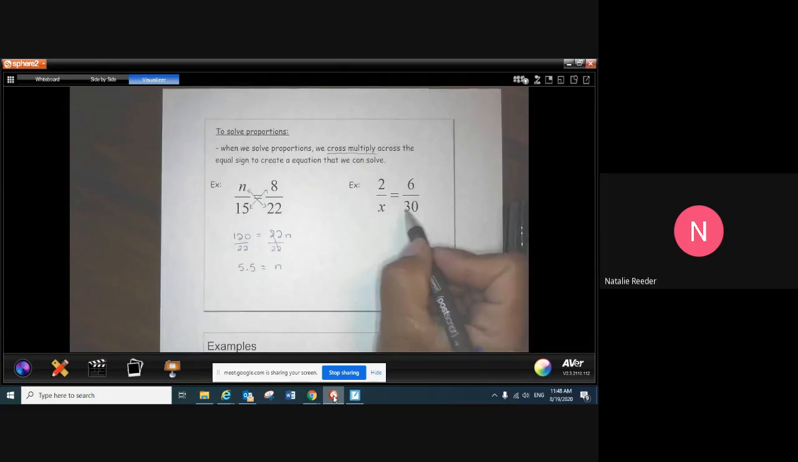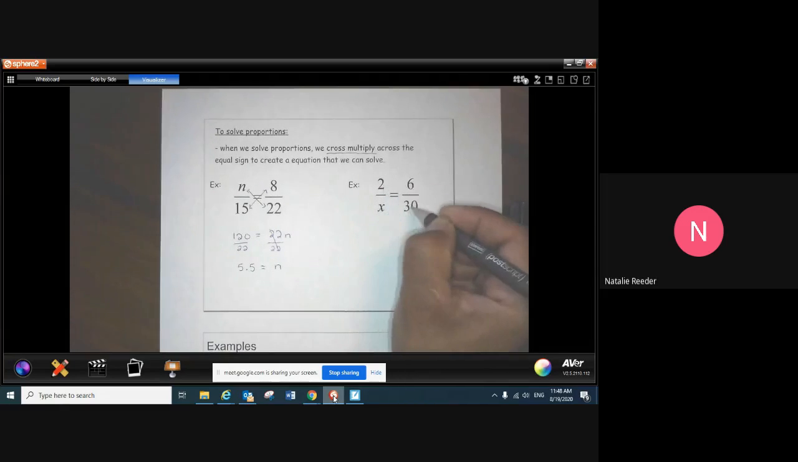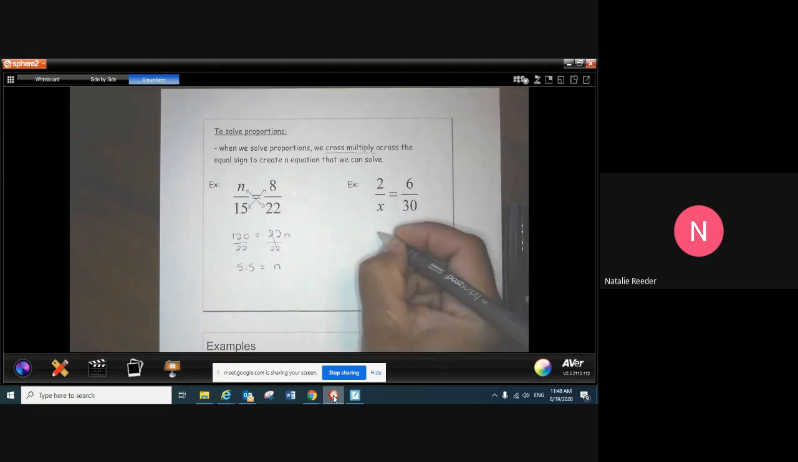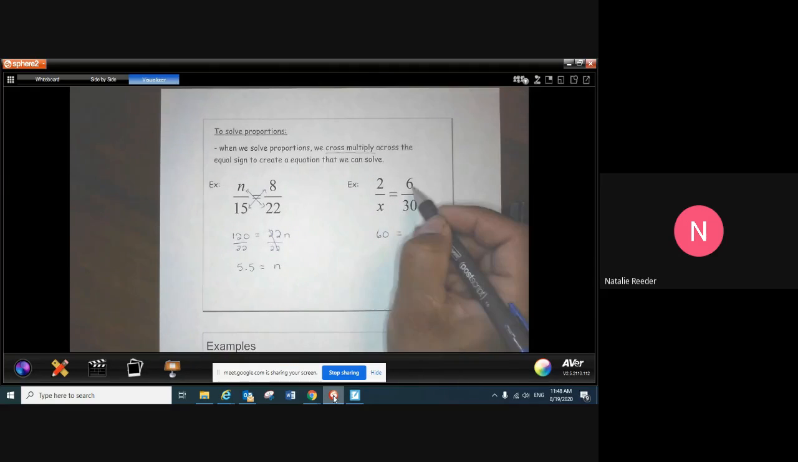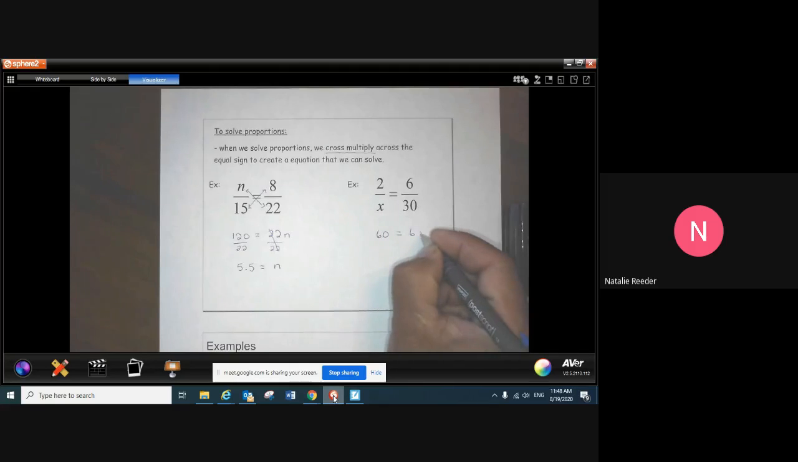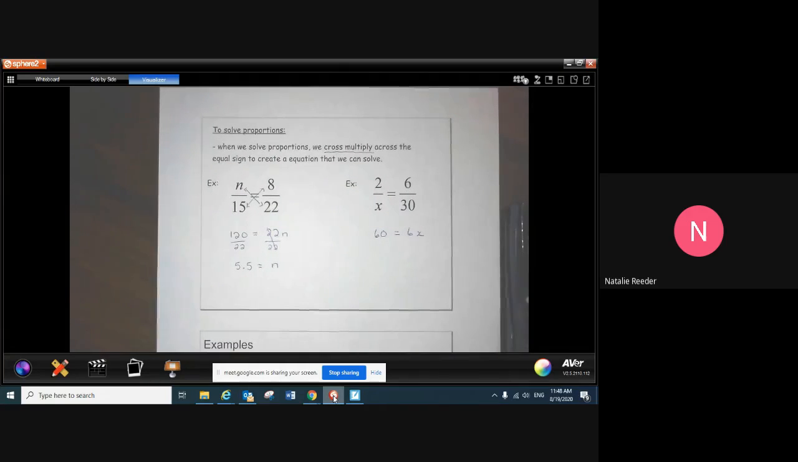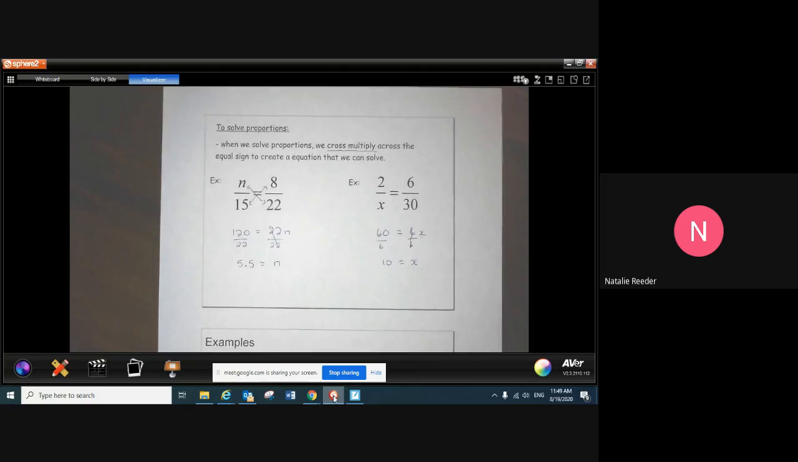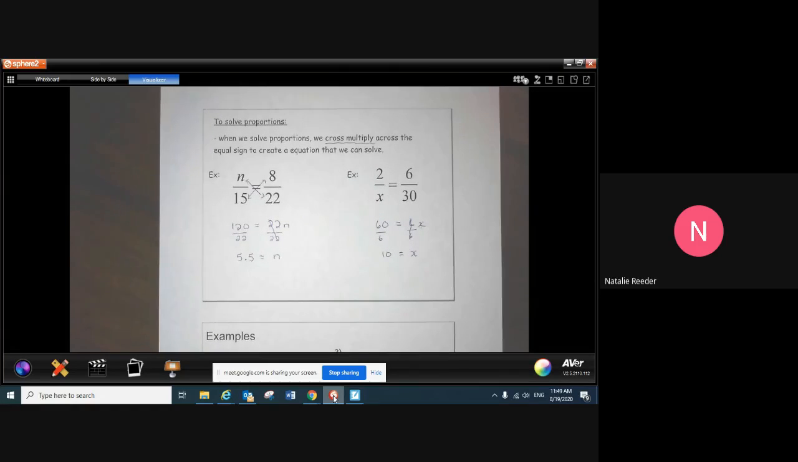Now, if I do the same thing on the other side, if I go 2 times 30, that gives me 60. And 6 times x gives me 6x. Now again, I want to solve for x. So the opposite of multiplication is division. So I'm going to divide both sides by 6. So now this leaves me with just 1x, and 60 divided by 6 gives me 10. So x is equal to 10. So that's how you solve a proportion, by using cross multiplication and then solving for your variable.